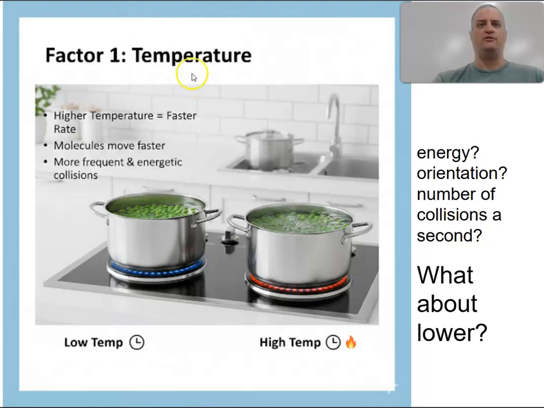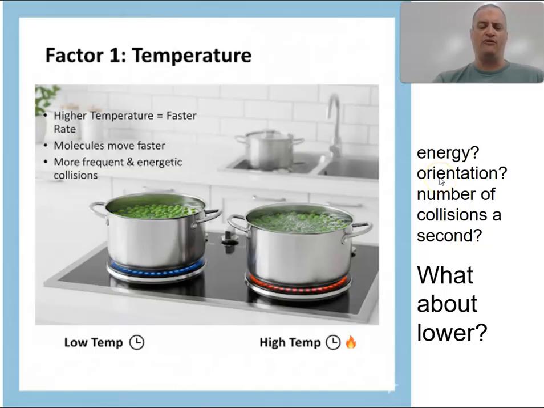So, factor 1, temperature. If you get a higher temperature, of course you're going to have a faster rate. Molecules move faster. So you get more collisions, and they're more energetic, meaning they have that higher activation energy possible. So let's think about this. If you have a higher temperature, something like food cooking, what happens to the amount of energy? Well, that would go up.